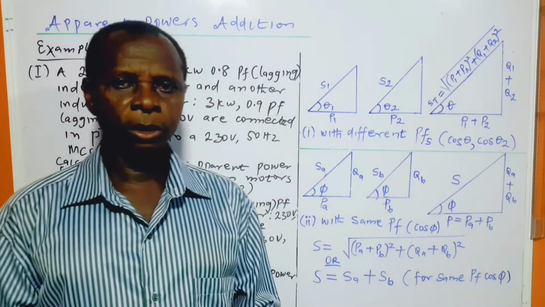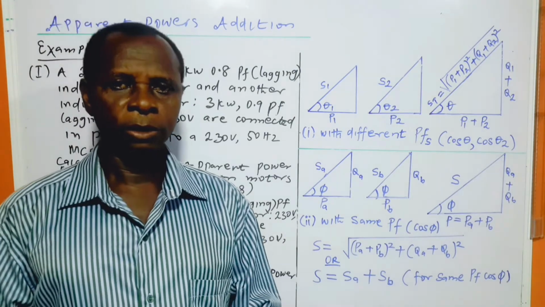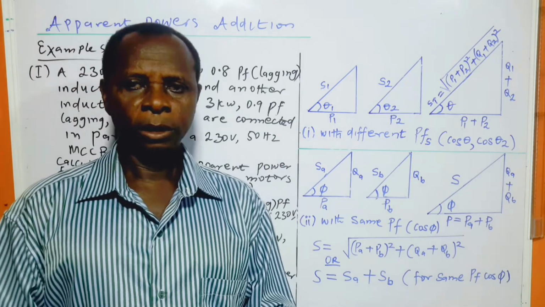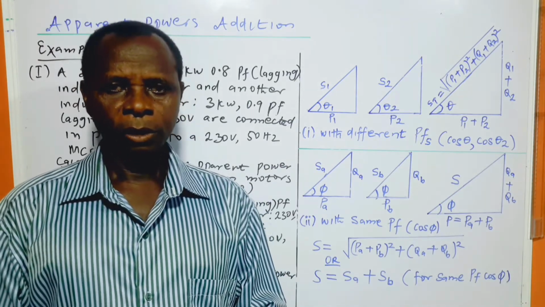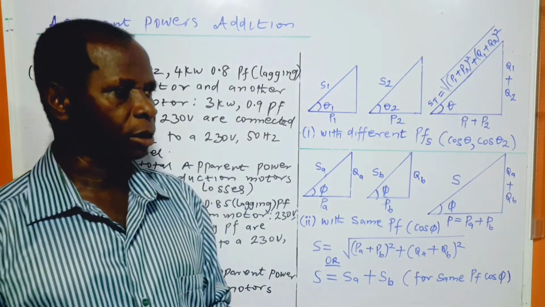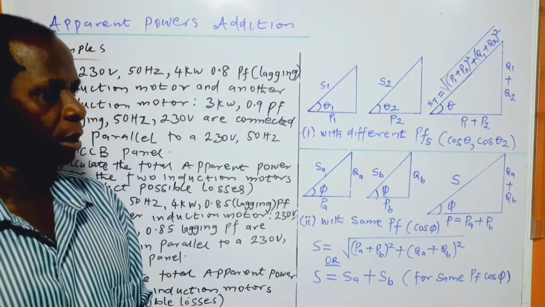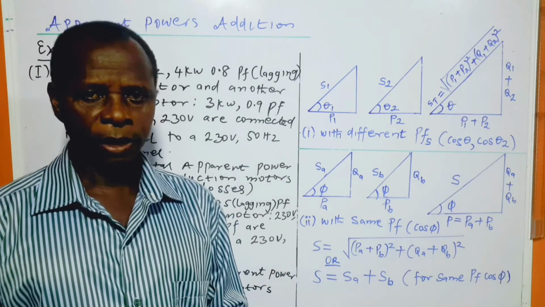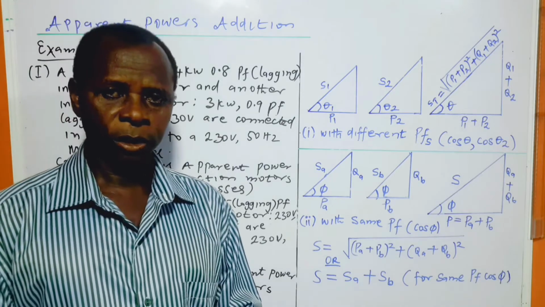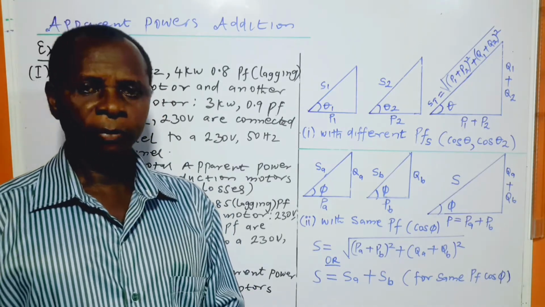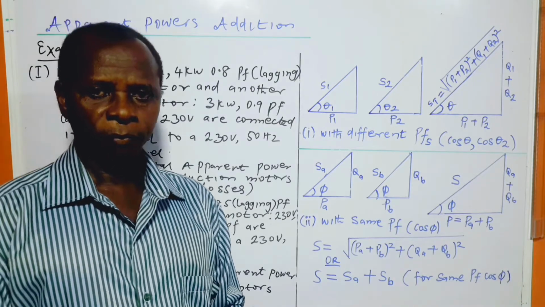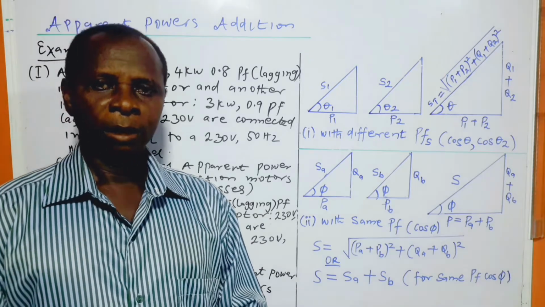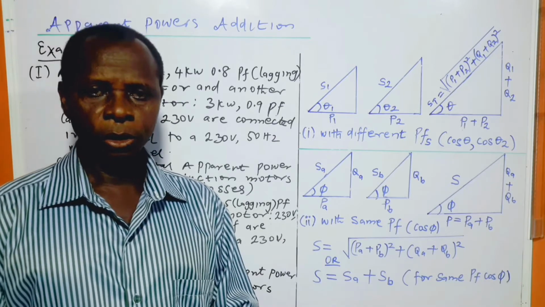This video is about addition of apparent powers. For instance, if we have a number of induction motors, how do we calculate the total apparent power? There are two cases. The first situation is when the induction motors have different power factors and hence different phase angles. And the second situation is where the induction motors have the same phase angle or the same power factor. So how do we calculate the total apparent power in the two situations?